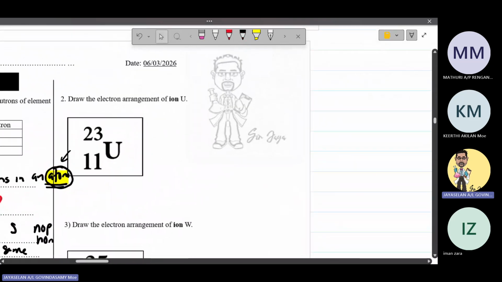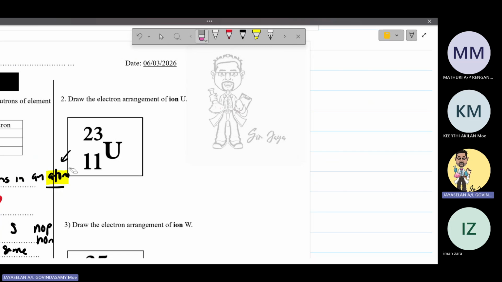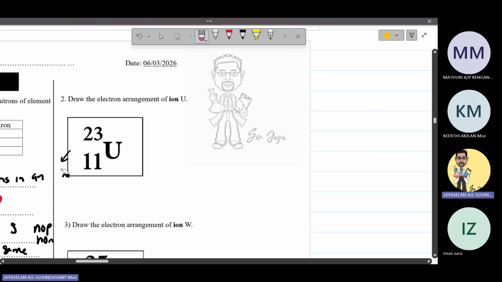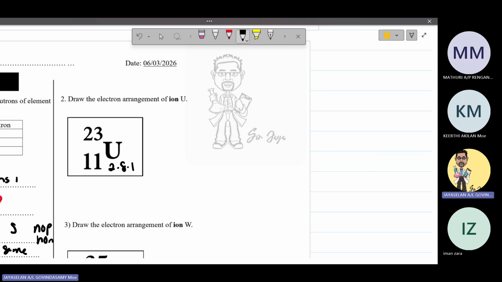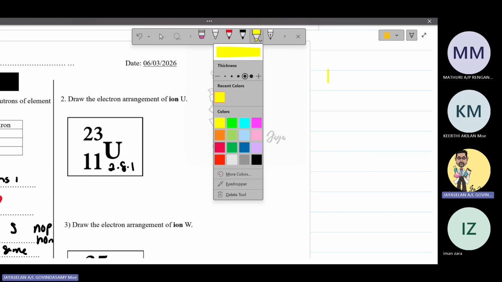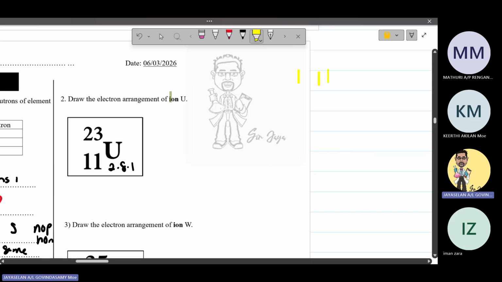Now look here. We do it together. When they give you the atom, when they give you the standard representation, what you do before you answer the question is try to write the electron arrangement: 2.8.1. Then after that, you check the question. So the question states what? The question wants the electron arrangement of the ion.